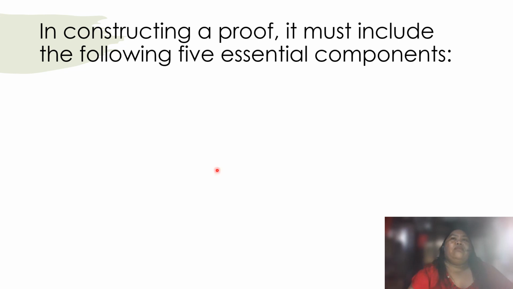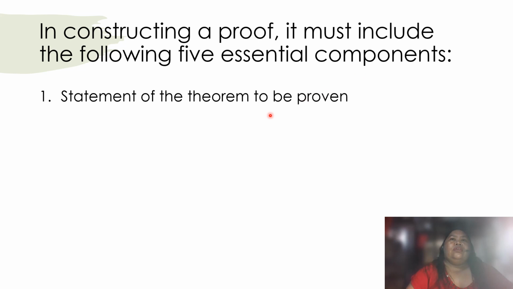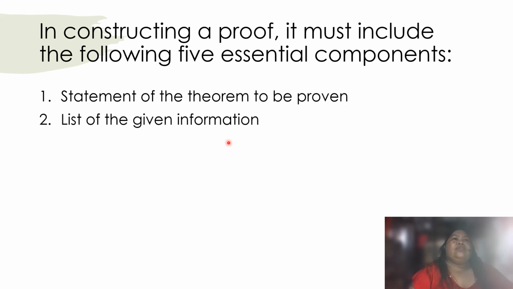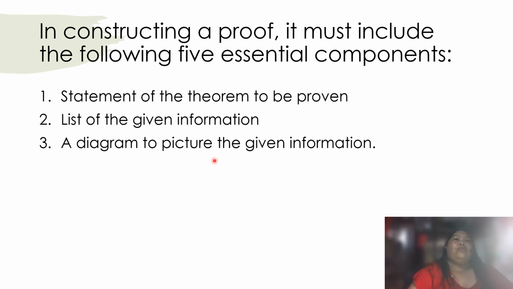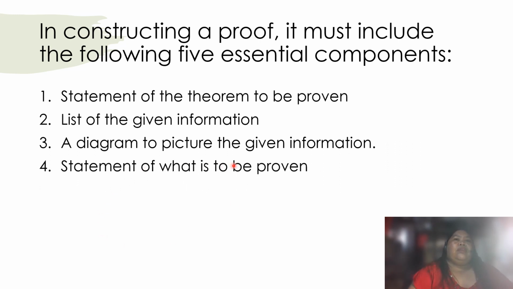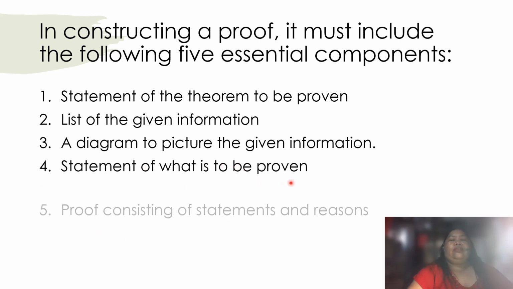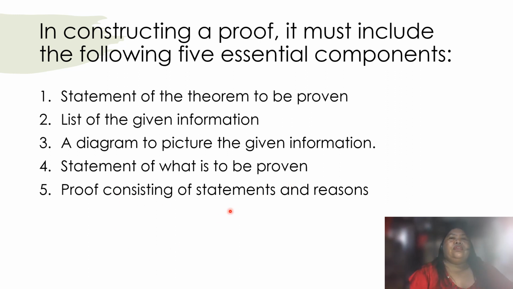In constructing a proof, it must include the following 5 essential components. So first, statement of the theorem to be proven. Of course, there's our statements, okay. 2, list of the given information. It is needed. A diagram to picture the given information, okay. And a statement of what is to be proven. And then proof consisting of statements and reasons. So these are 5 essential components in constructing a proof.